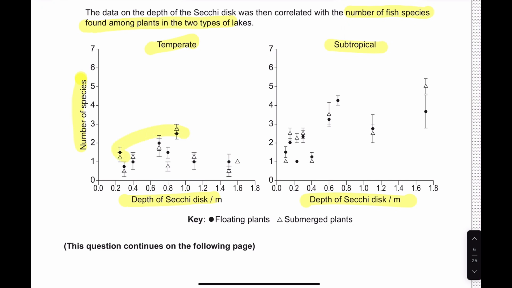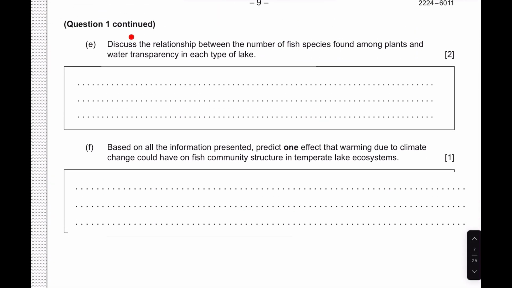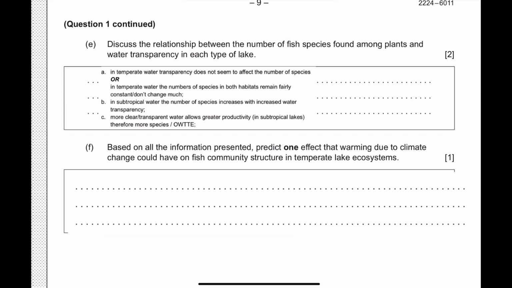Now discuss the relationship between the number of fish species found among plants and water transparency. You can see this is very much clustered around here, so not affecting much in the temperate one, and this one is changing, meaning in subtropic. So this could be one of your points: in temperate, water transparency seems to not affect, and in subtropic the number of species increases with increased water transparency. And because it is a 'discuss' question, you can give another point that clear, transparent water allows greater productivity.